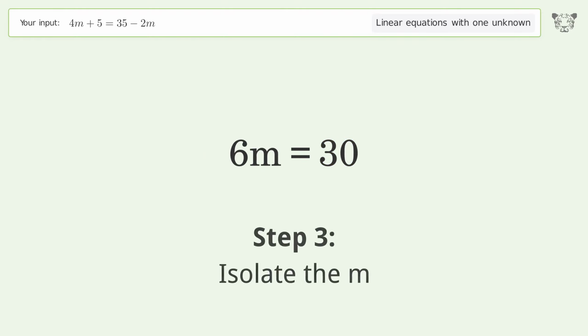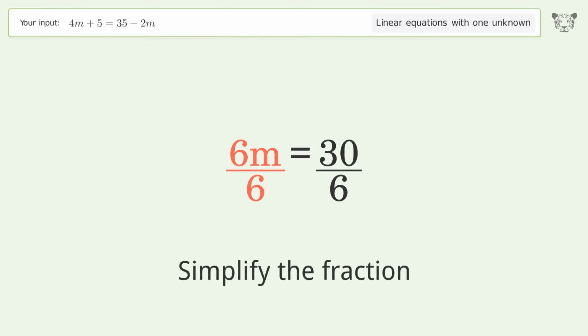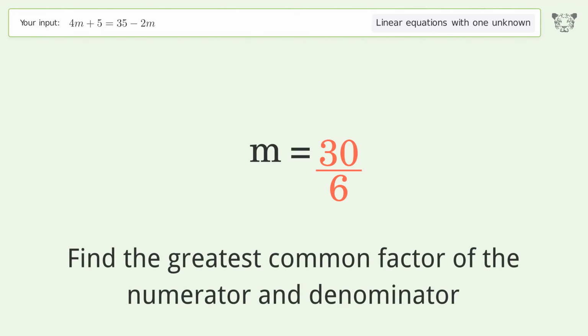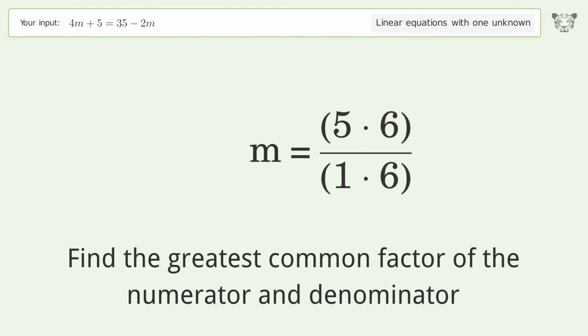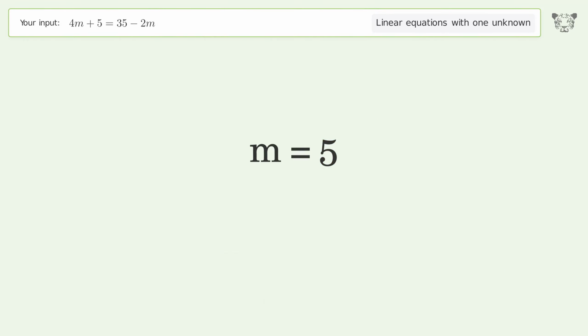Isolate the m. Divide both sides by 6. Simplify the fraction. Find the greatest common factor of the numerator and denominator. Factor out and cancel the greatest common factor. And so the final result is m equals 5.